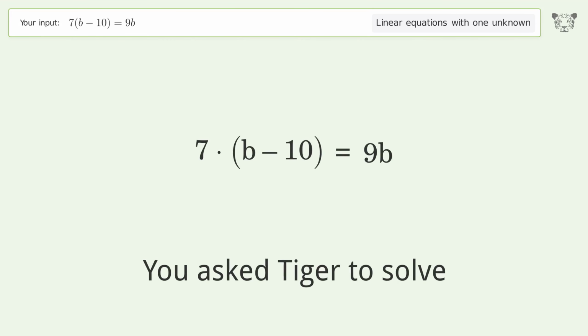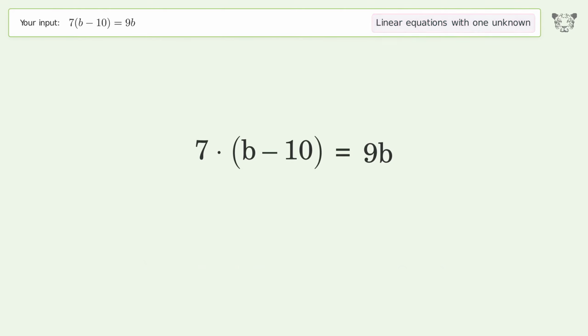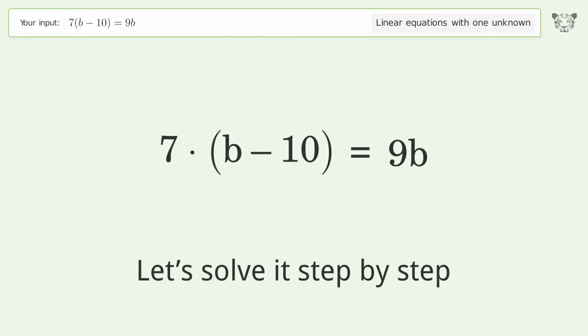You ask Tiger to solve. This deals with linear equations with one unknown. The final result is b equals -35. Let's solve it step by step.